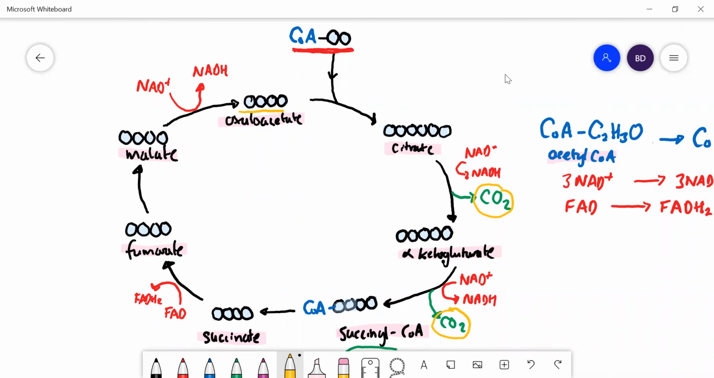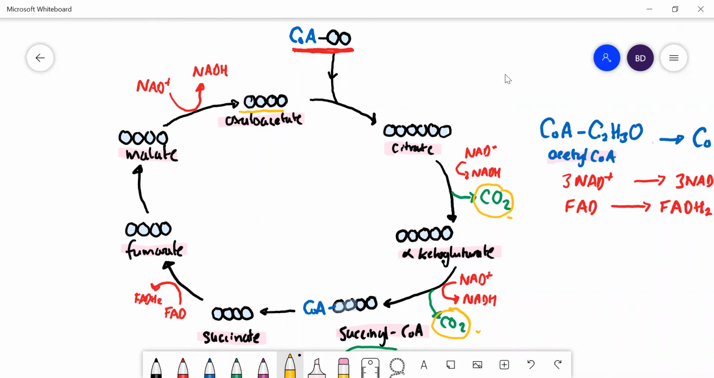We lost 1 in the link reaction per pyruvate. We're losing 1 there. We're losing 1 there. Of course, this happens twice for each glucose molecule, so that's a total of 6 CO2 molecules all gone. So that's where the CO2 goes. And let's see what else happens.